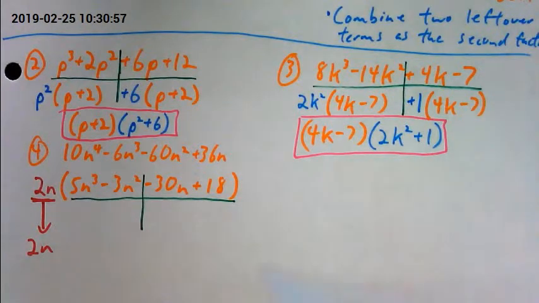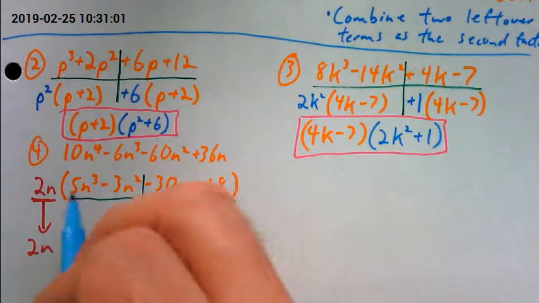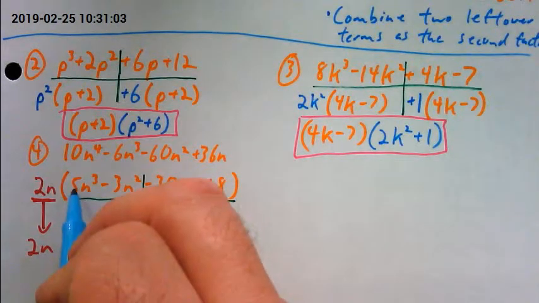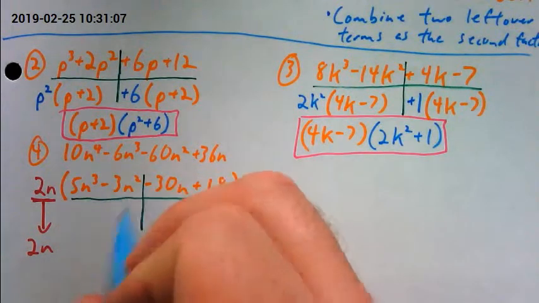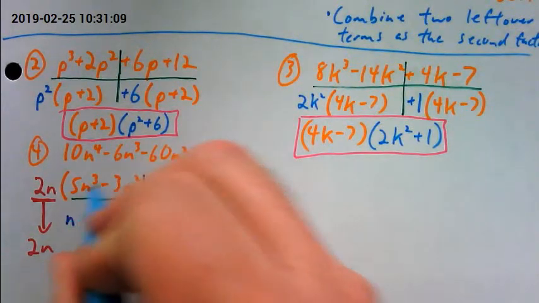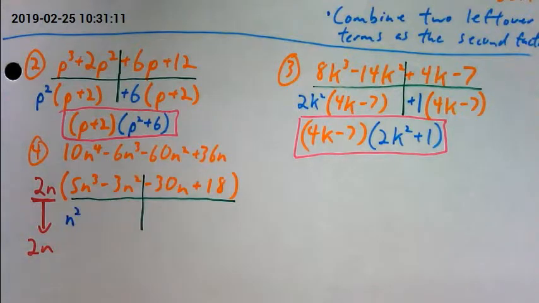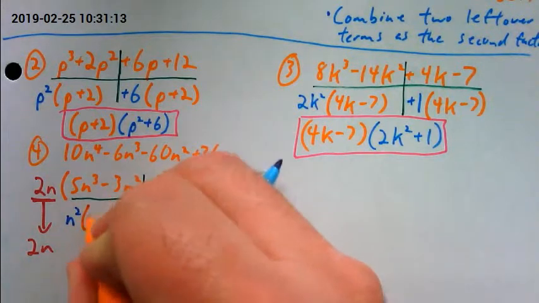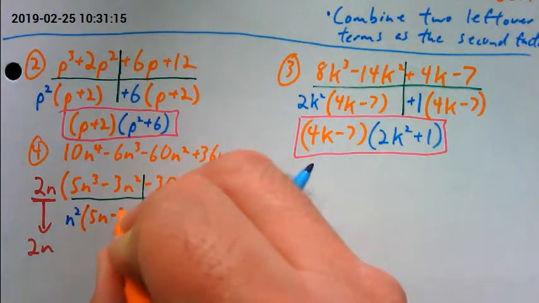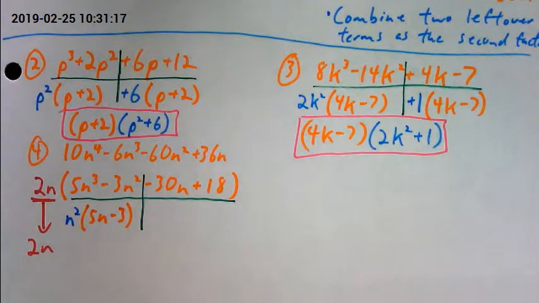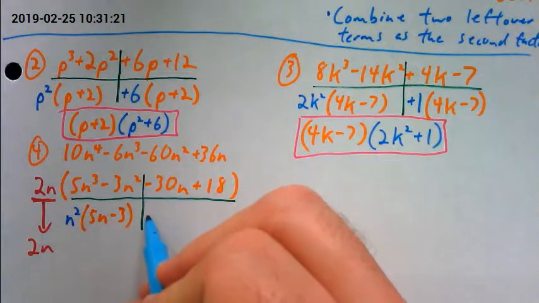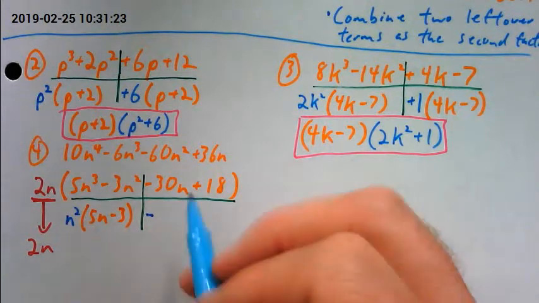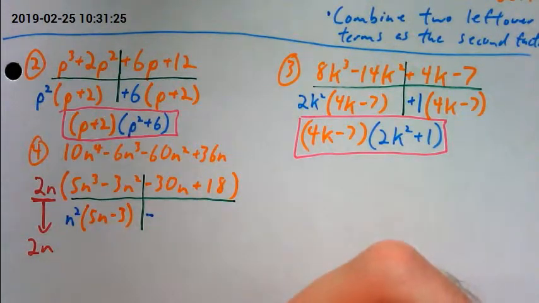So now, just like we were doing before, we have factoring by grouping. We split them. The first set, 5 and 3, they don't have a common factor, but we do have n's. So we can take out an n to the second power here. What's left over? 5n minus 3. In this set, we got a negative out in front, so I'm going to take that out as well. We have a 30 and an 18.